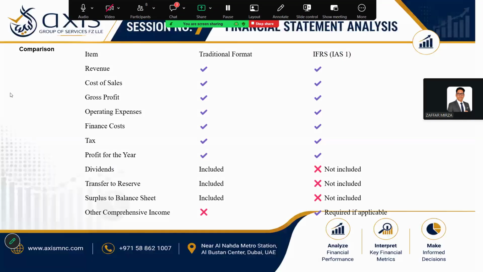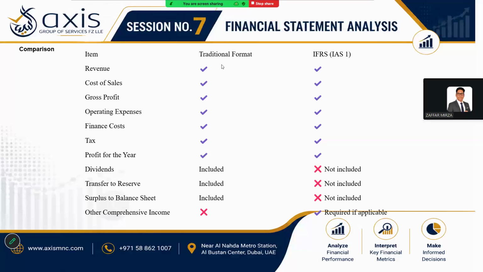So here is the comparison between the traditional format and the IFRS format. Revenue, what is the difference between the traditional format and IFRS format? Nothing. Cost of goods sold, nothing. Gross profit, nothing. Operating profit, operating expenses, nothing. Finance cost, nothing. Tax, nothing. Profit for the year, nothing.